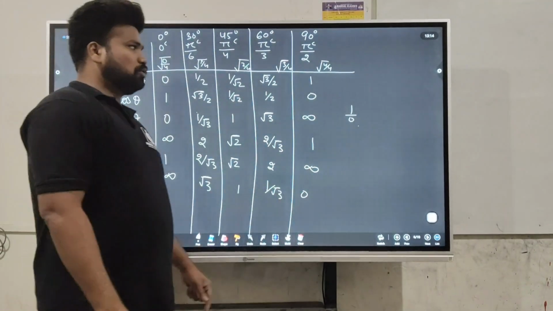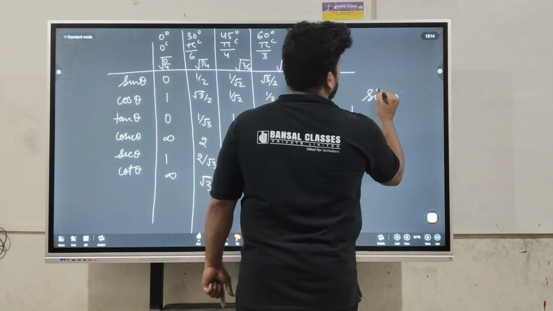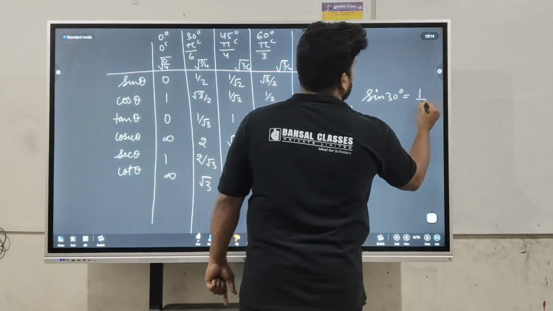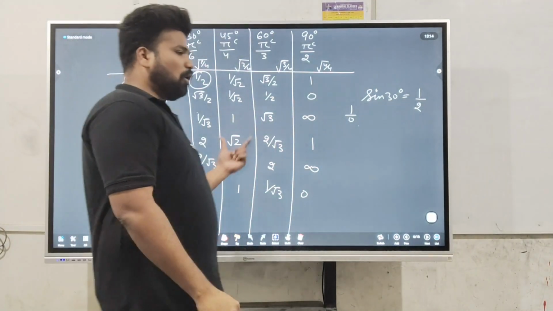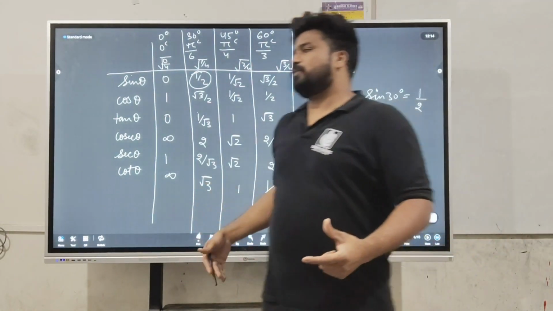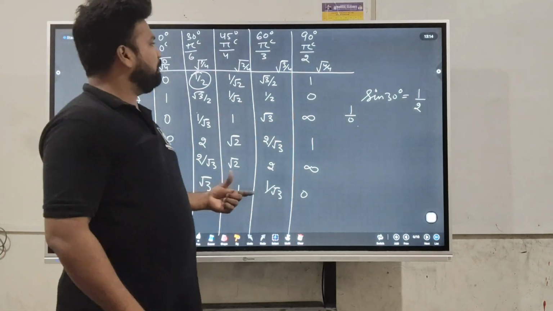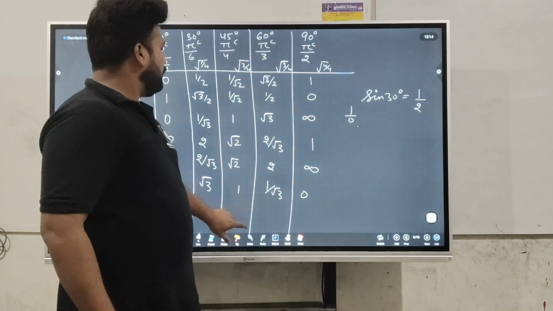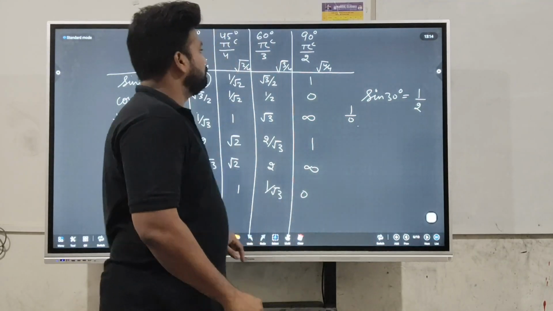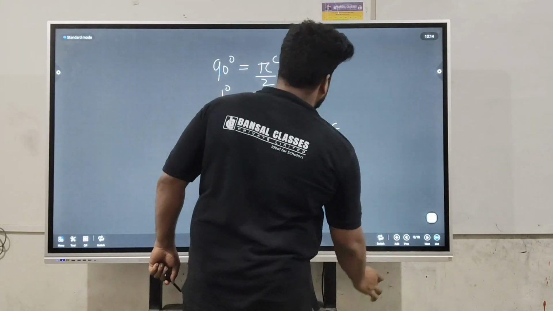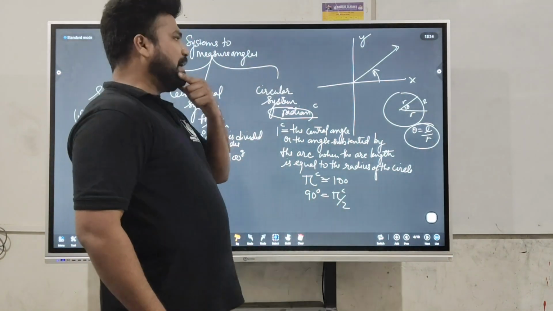This is the angle table. So if I want to find sin 30 degree, sin 30 degree is equal to 1 by 2. Here is 1 by 2. Sin 60 degree is in this table. The angles are used in different questions. I already mentioned in the previous slide how to measure these angles.